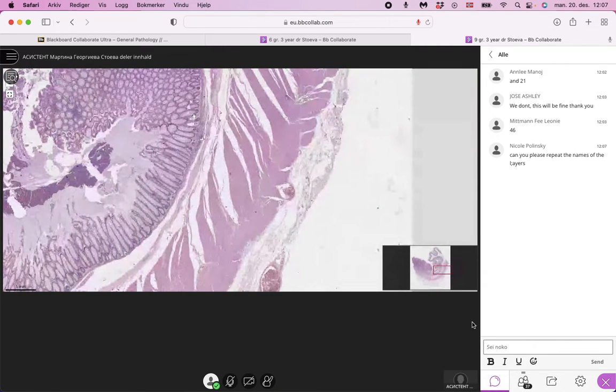Yes, mucosal layer, lamina muscularis mucosae, submucosal layer, lamina muscularis propria, subserosa, and serosa.